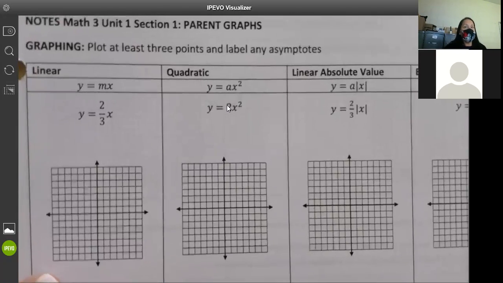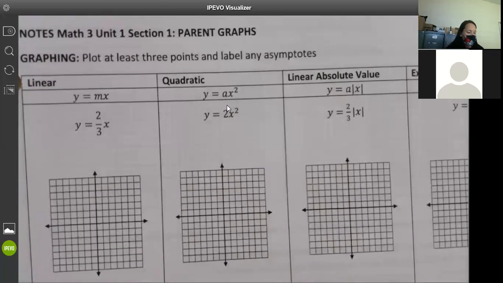We're going to start talking about parent graphs and graphing. So the first one that I want to start with is linear. And we may or may not get through this. We will see what happens. This is one of the longer sets of notes just because we have to graph everything. Usually I get through linear and absolute value and sometimes I don't get to exponential, but you'll still have your assignment and you'll be fine. So don't stress out about that.